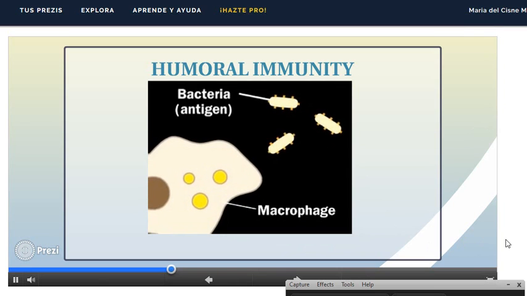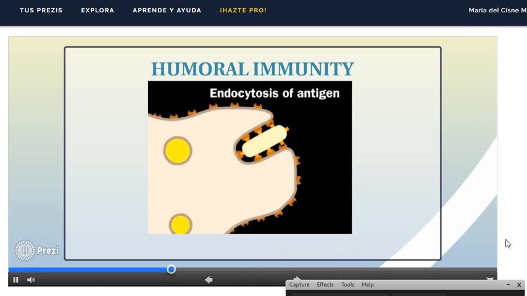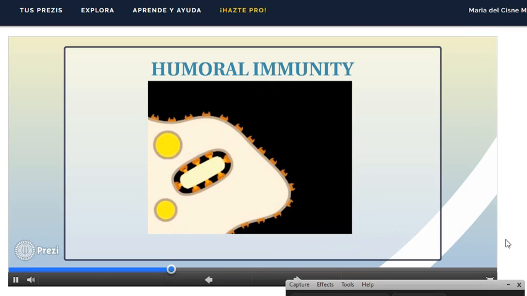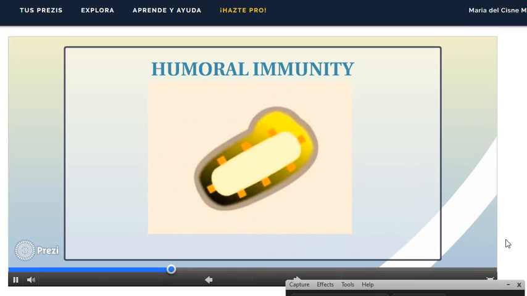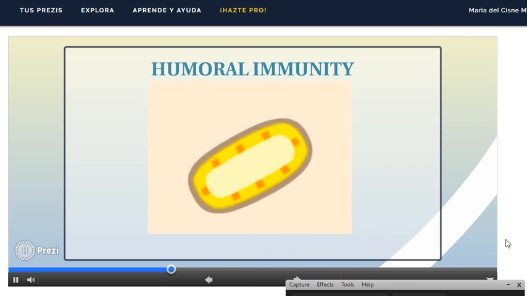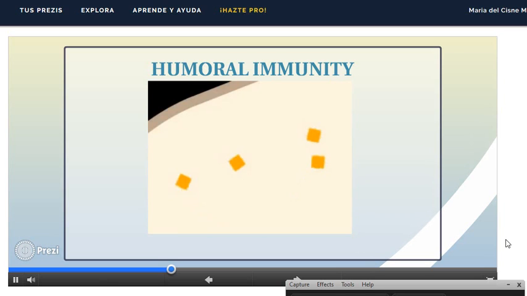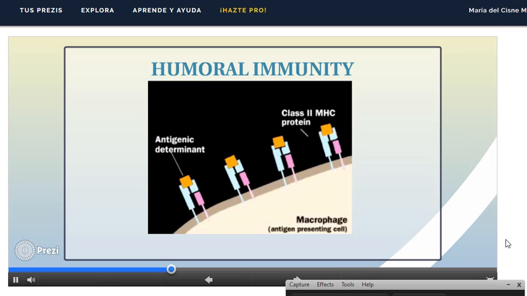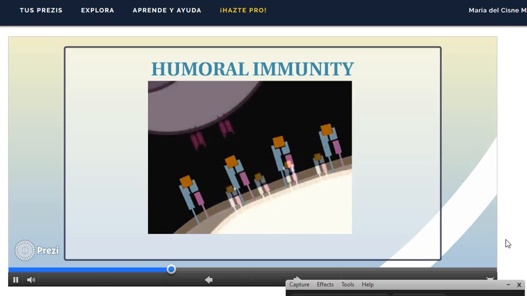The humoral immune response is initiated by a macrophage, which takes up an antigen, such as a bacterium or virus, and processes it. The macrophage engulfs the antigen in an endocytic vesicle and partially digests it. Class II MHC proteins bind fragments of the antigen and transport them to the cell surface for display. A cell displaying such foreign antigens on its MHC proteins is called an antigen-presenting cell.